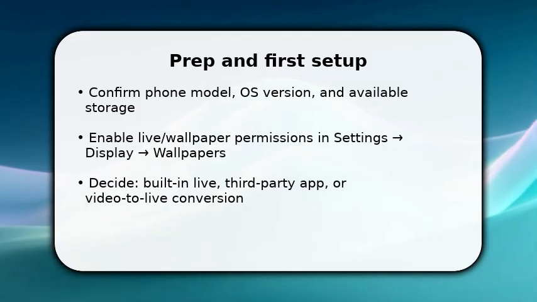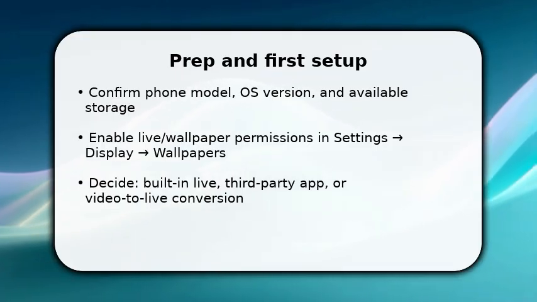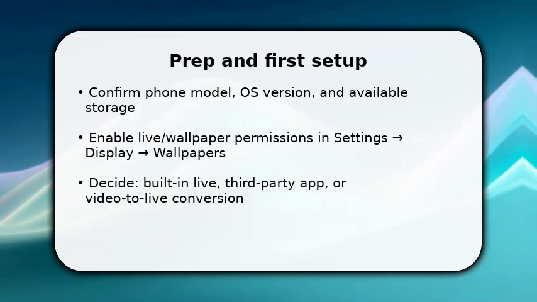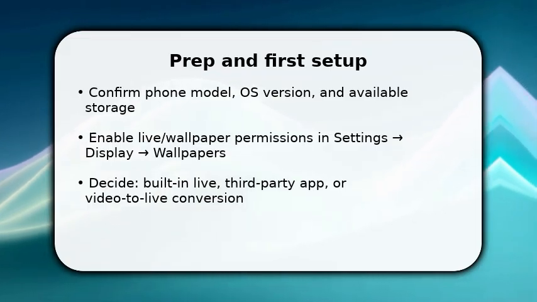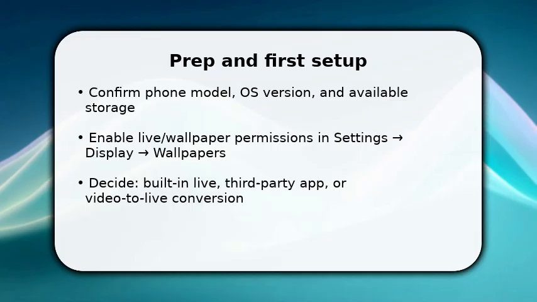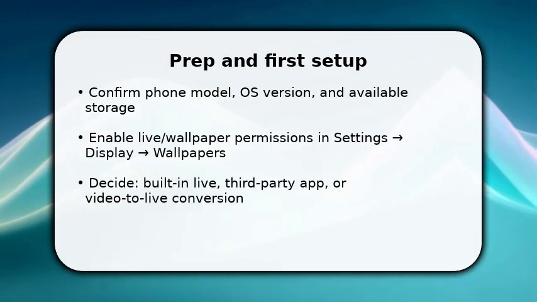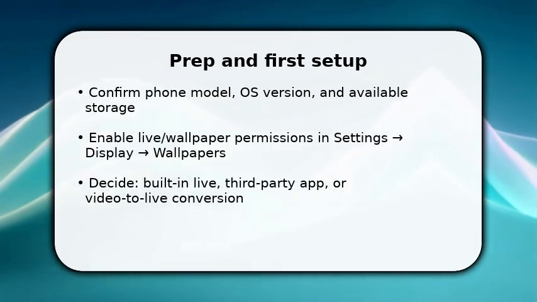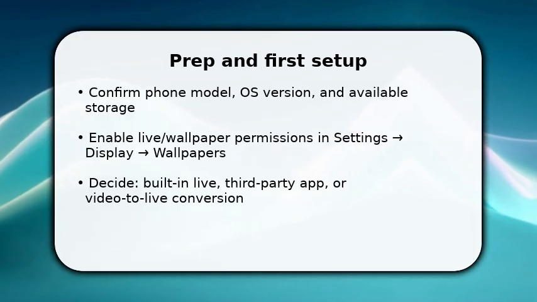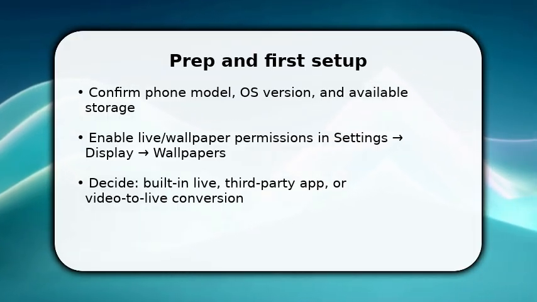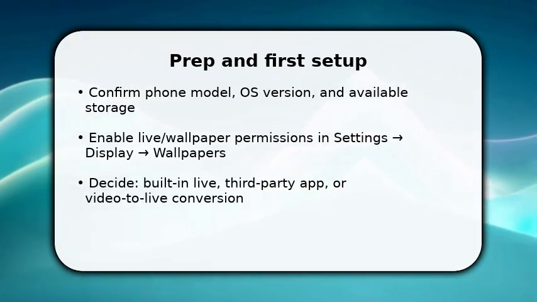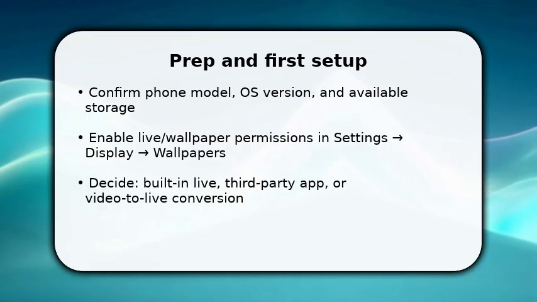You start by confirming your phone model and OS version because features differ. Once done, check storage and battery optimization. Go to Settings > Display > Wallpapers, and enable live wallpaper permissions, then pick the source: built-in gallery, a live wallpaper app, or a video you'll convert. You should also allow the app to run in background and grant media access. This prevents wallpapers from restarting or appearing static.